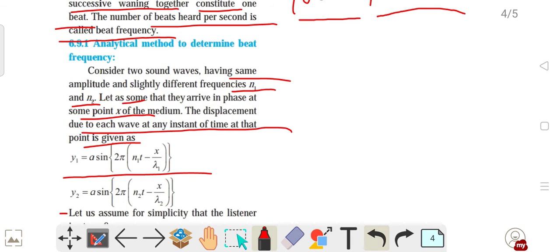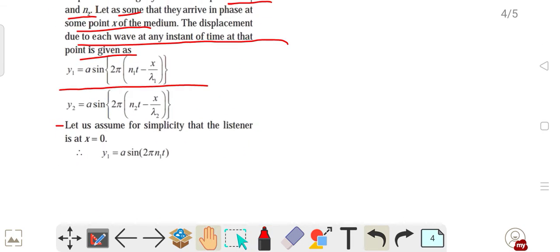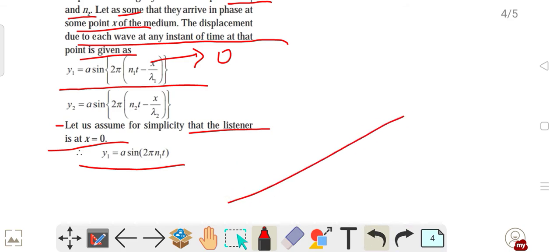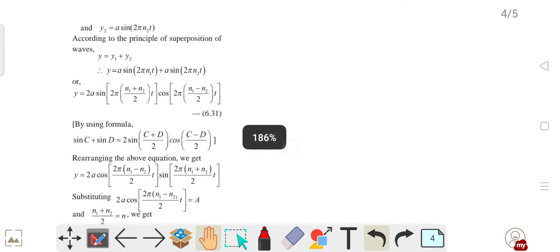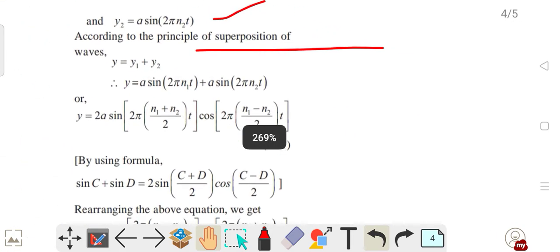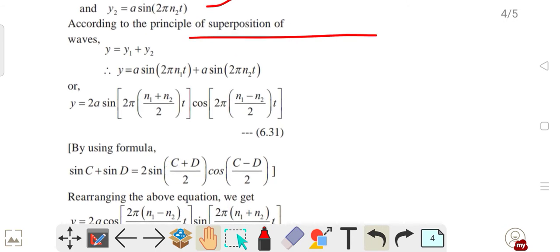What happens when they superimpose? I have assumed that the listener is at x = 0. So when you put x as 0 here, y1 = a sin 2π n1 t, and similarly y2 becomes a sin 2π n2 t. According to the principle of superposition, y = y1 + y2. We have done all this earlier also. So y = a sin 2π n1 t + a sin 2π n2 t.